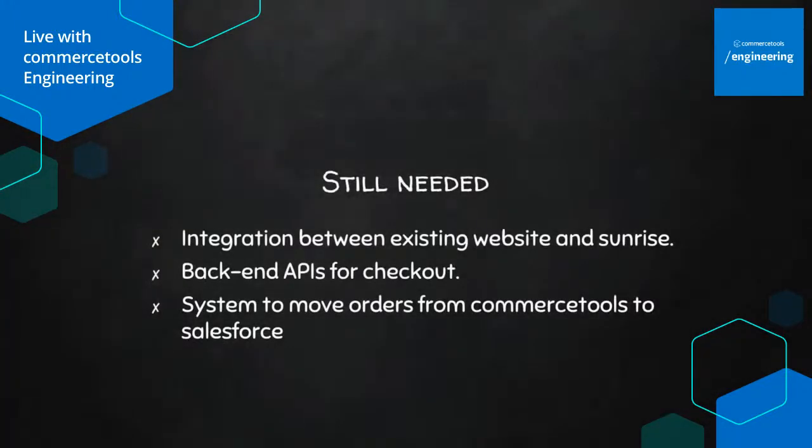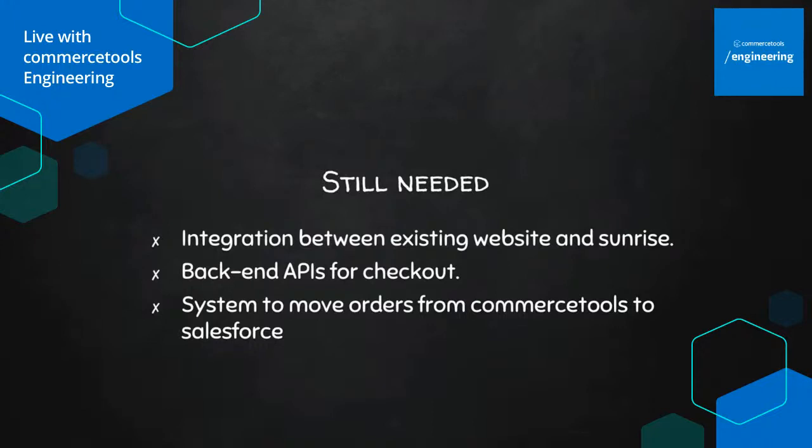On top of that checkout funnel, we needed an integration between their existing website and the Sunrise instance that we were going to set up. We needed some backend APIs to help power that checkout. And we needed to move data around. As is often in a modern commerce solution, we needed to get the data between the different systems that were in play. So in this case, one example was moving orders from Commerce Tools into Salesforce.